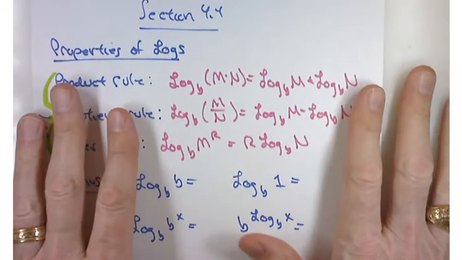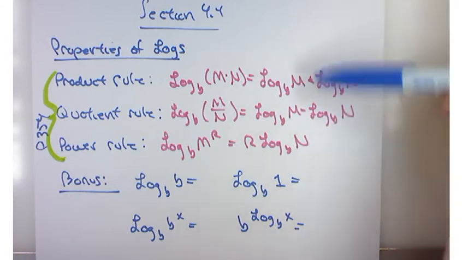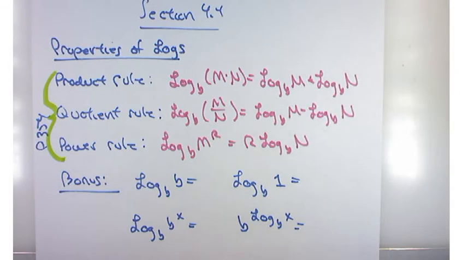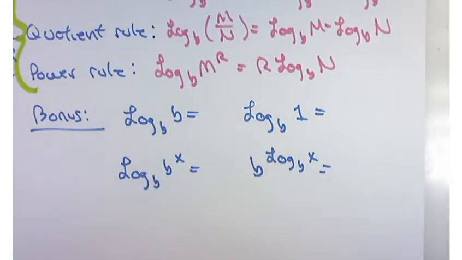But for now, let's just try and understand some of these rules. The reason for these rules and the use of these rules is so that we're going to be able to solve logarithmic and exponential equations in the next section. But right now, what we need to do is we need to practice with these rules and come to understand them. Now, let's fill in some of these other ones, these kind of bonus rules together.